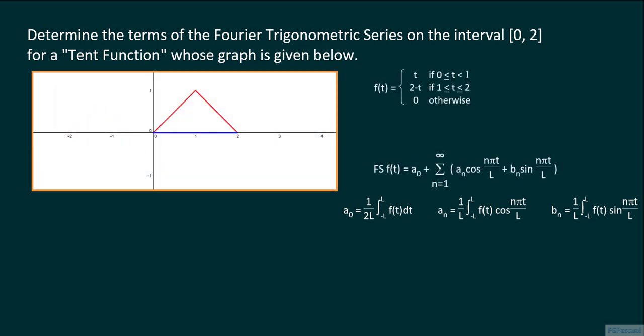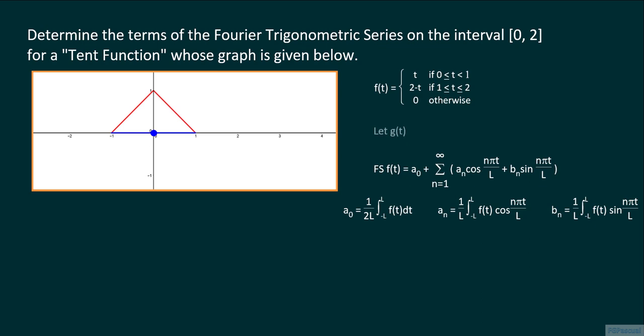Now observe that the interval of definition of our function is centered at t equals 1 and not at t equals 0. But the integral formulas for the Fourier coefficients require that the center of the interval of definition be at t equals 0. So we translate the function so that the interval of definition of the translation is centered at t equals 0.